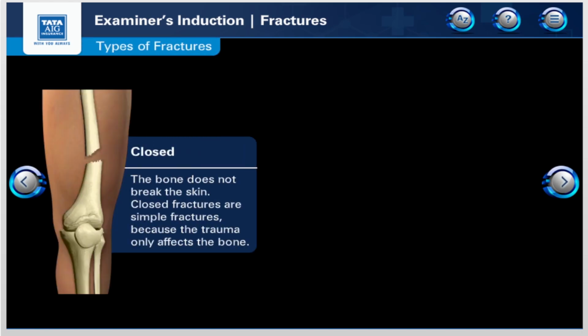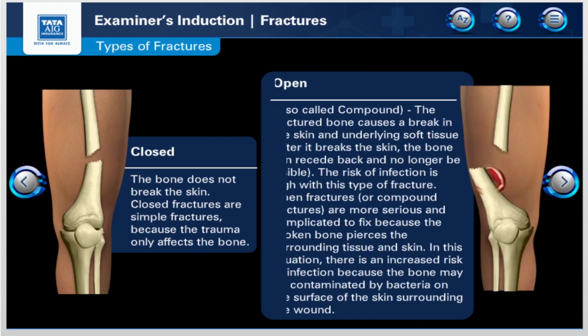Closed, the bone does not break the skin. Closed fractures are simple fractures because the trauma only affects the bone. Open, also called compound. The fractured bone causes a break in the skin and underlying soft tissue. After it breaks the skin, the bone can recede back and no longer be visible. The risk of infection is high with this type of fracture.